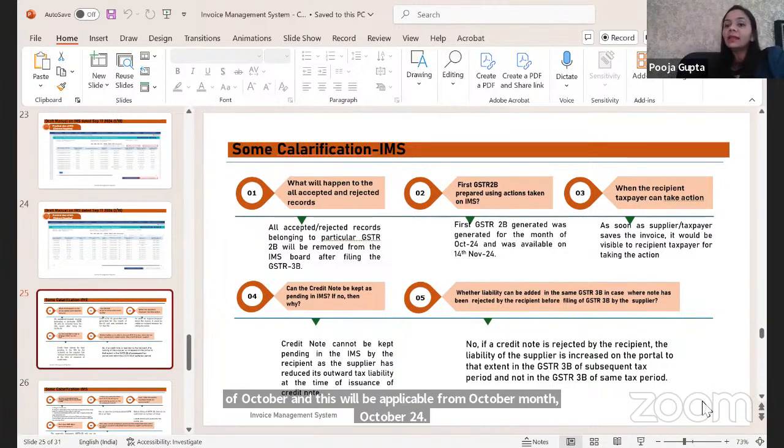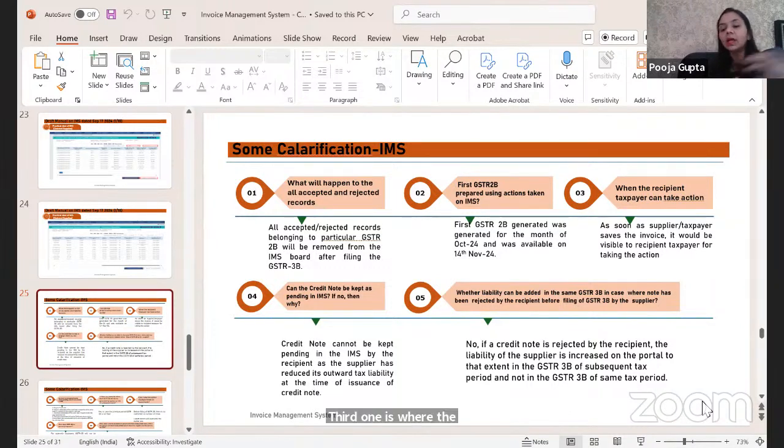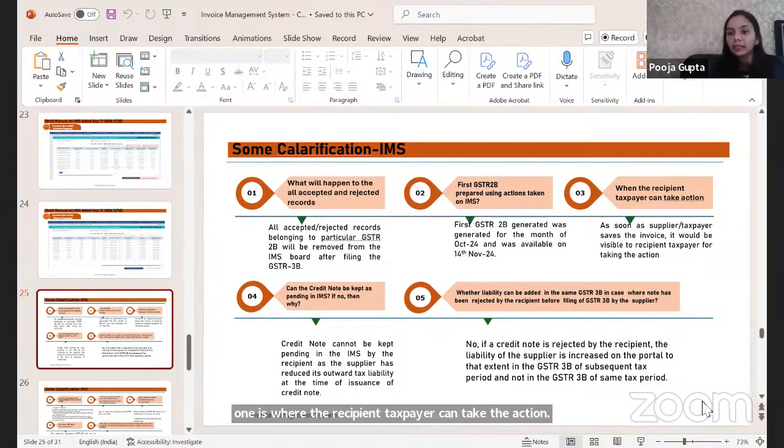Third one is, when can the recipient taxpayer take the action? The recipient taxpayer can take the actions as and when invoices are saved by the supplier. And it will be visible to the recipient on a real-time basis and the recipient can take the action as and when saved by the supplier.